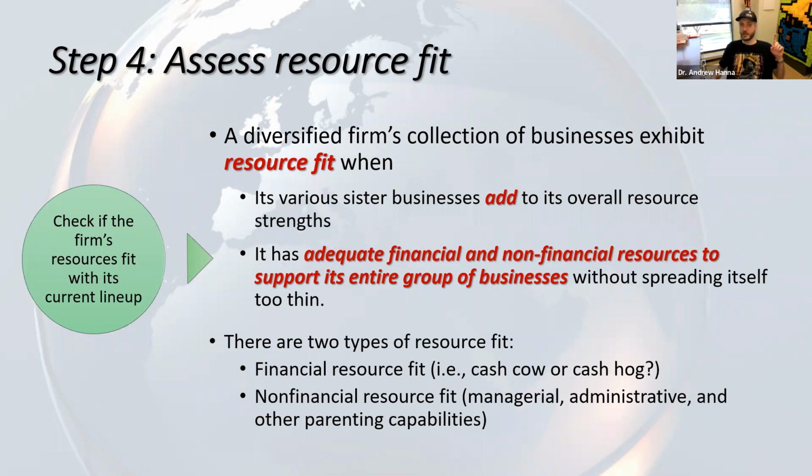But the value of our diversification means that those cash hogs can stay in business because we can pump all that extra money in from hopefully having a cash cow into our cash hogs and make sure that they can stay in business, right? So the two big questions that we have to ask when we're determining financial resource fit are going to be, first and foremost, do any of the businesses within our portfolio of businesses not contribute positively to achieving our performance goals?